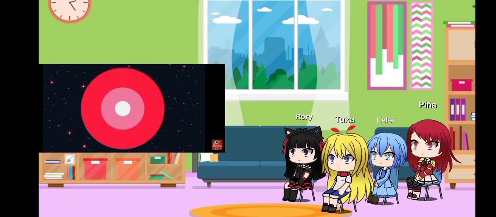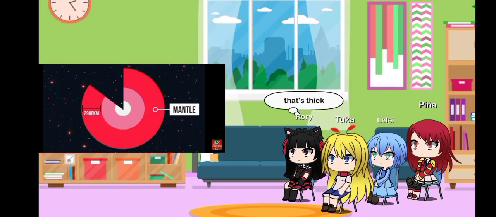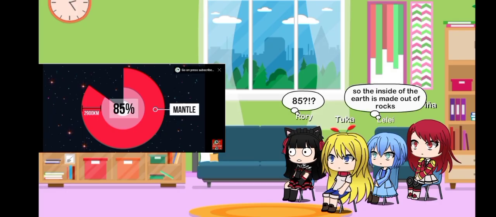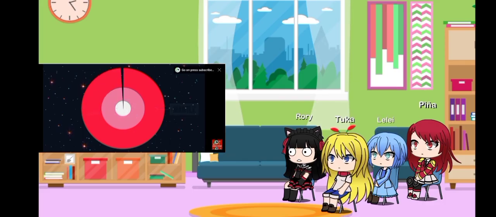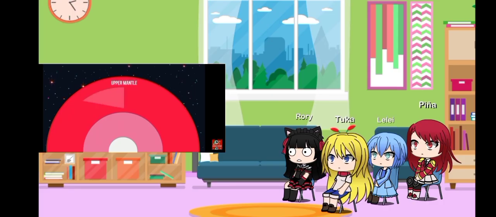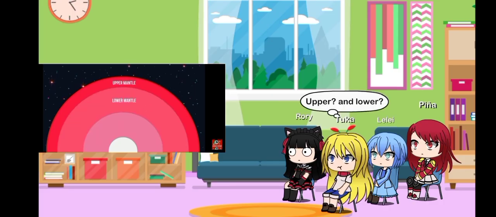The next layer is the mantle, mainly composed of silicate rock and minerals. The mantle is about 2,900 kilometers thick, which makes it the thickest layer of Earth, also making up 85% of the Earth's total weight. This again can be split into two distinct layers, the upper and lower mantle.